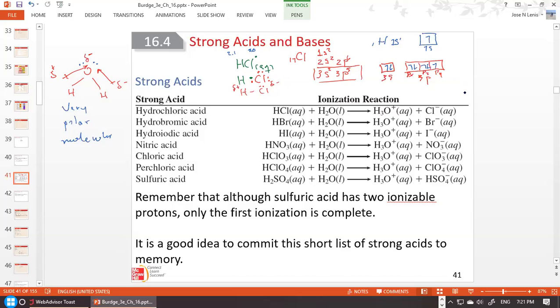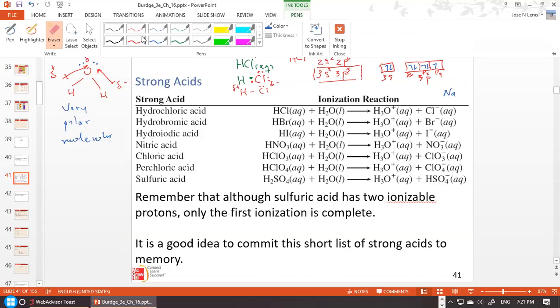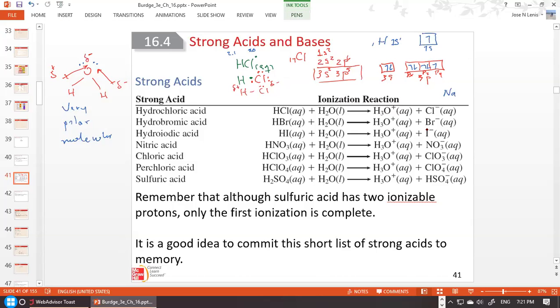Another situation is when we already have ionic species. For example, we can say sodium chloride. Sodium chloride is already an ionic substance, right? It's a salt. So we're talking about salts.